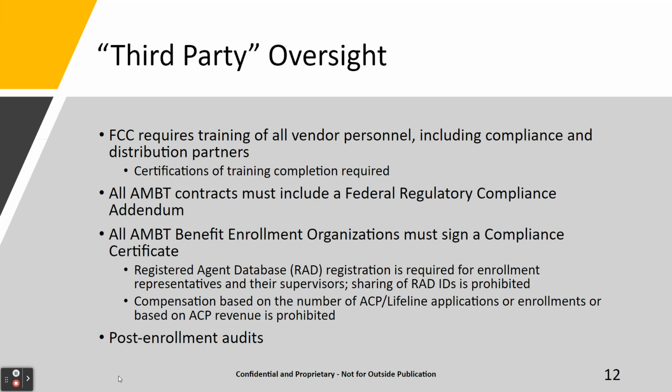Contracts. If you or your company has a contract with us, we have created a federal regulatory compliance addendum which must be executed. These addendums are required by the FCC. Compliance certificates. Each of our benefit enrollment organization distribution partners must sign a certificate of compliance with the Lifeline and ACP rules. These certificates are required by the FCC.